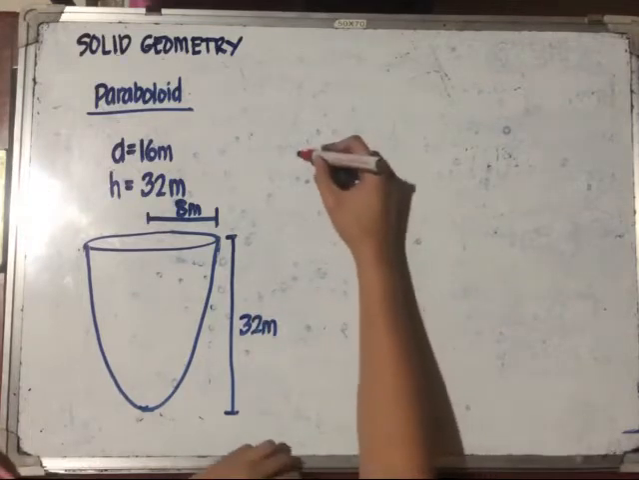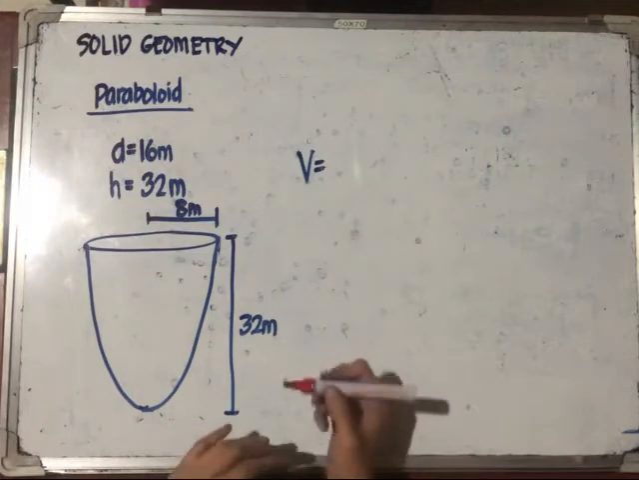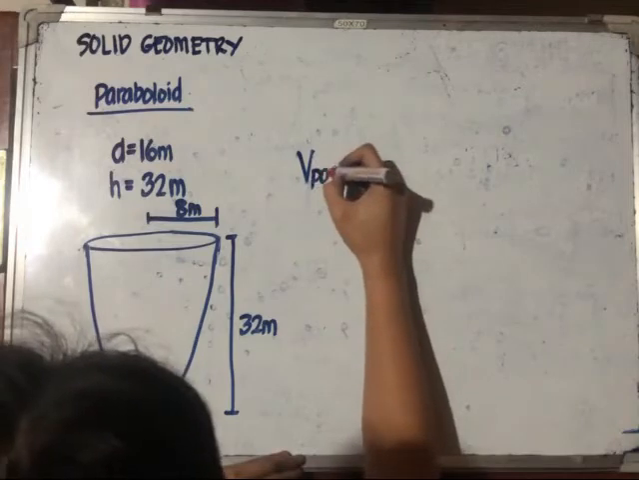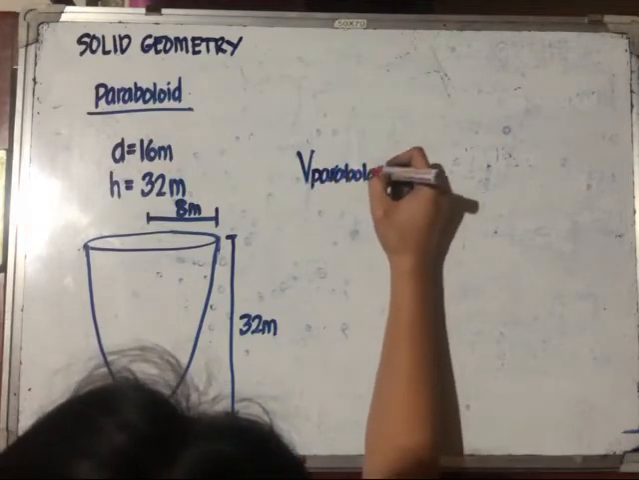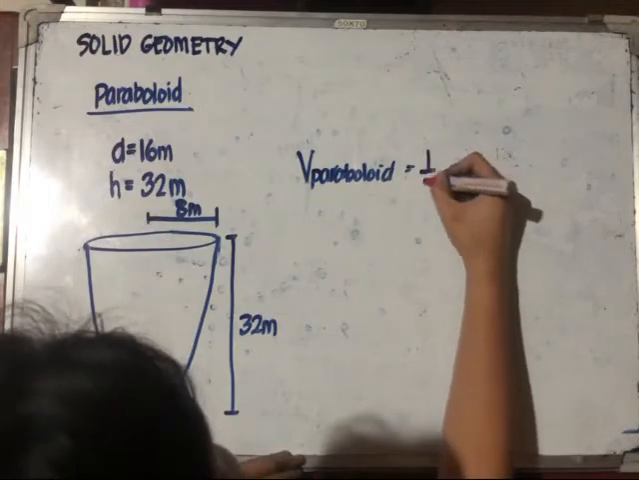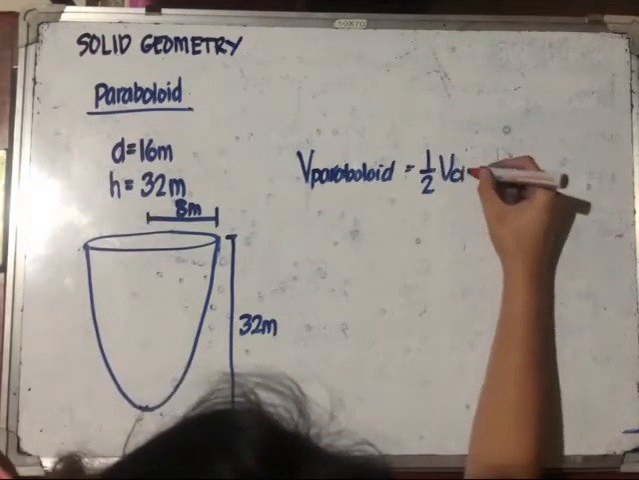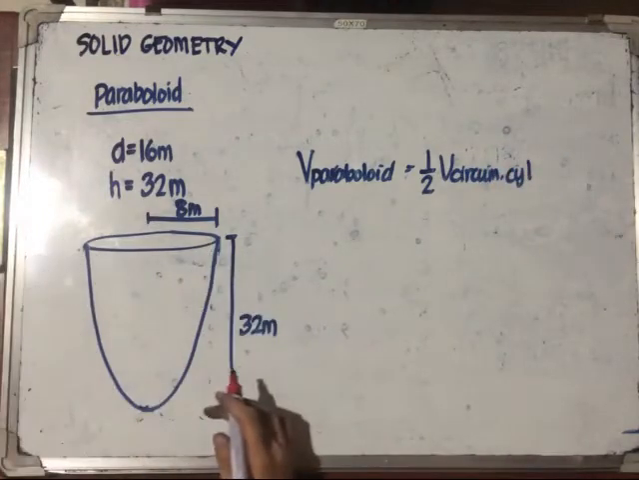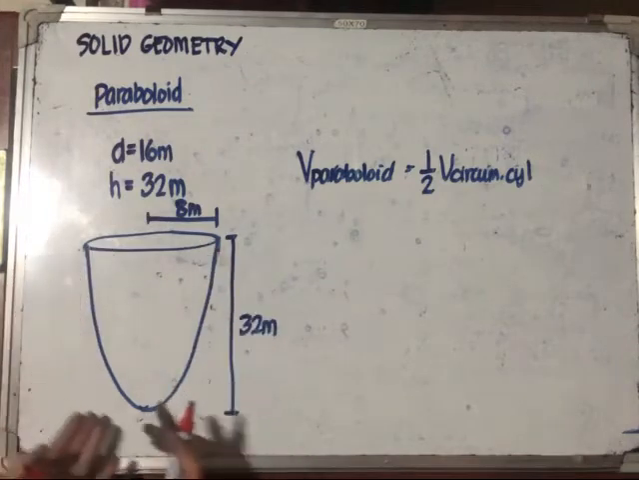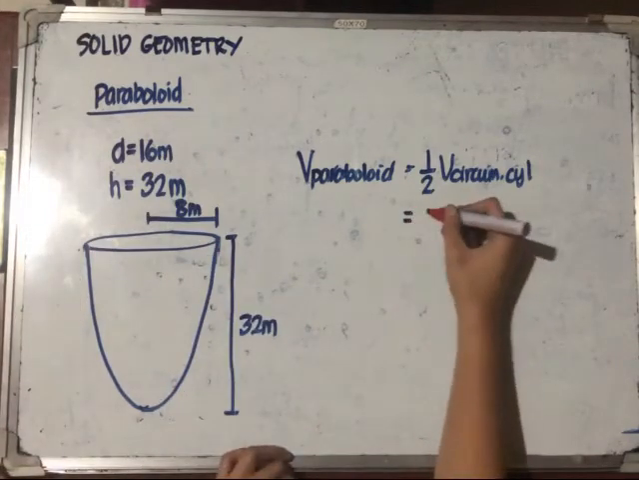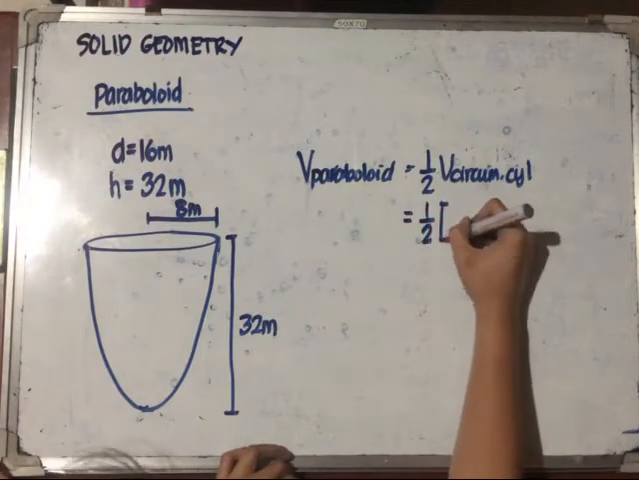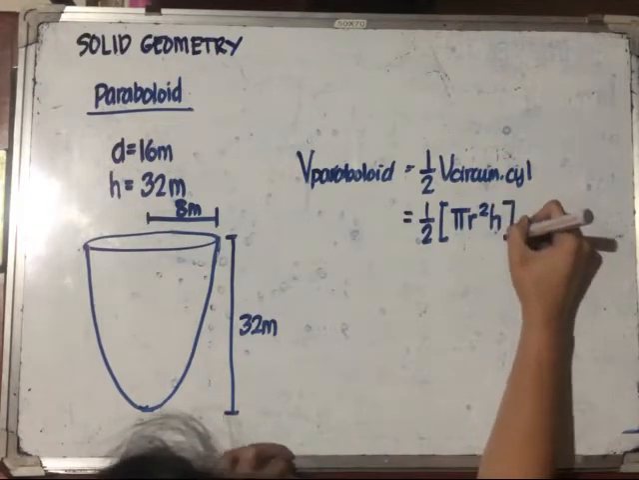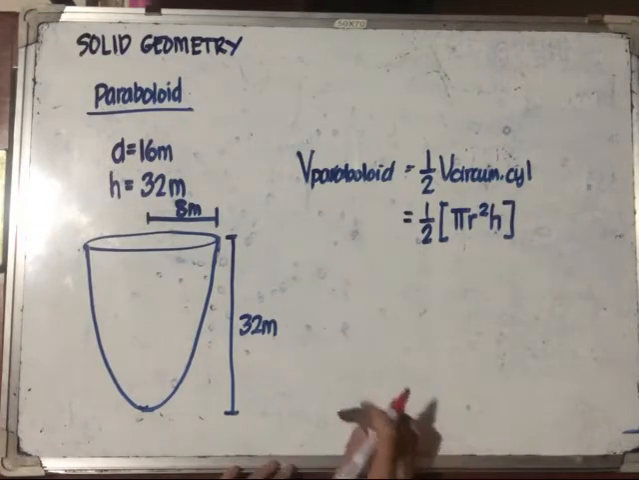Volume ng ating paraboloid is half of the volume of the circumscribing cylinder. Ulitin ko yung sinabi ko ha. Volume ng paraboloid is equal to 1/2 the volume of the circumscribing cylinder. Kaya kanina nag-draw ko ng cylinder. May imaginary cylinder siya na nakabalot sa kanya. And since ang cylinder, familiar kayo sa kanyang formula, di ba? Ano ba si cylinder? Area of the base, pi r squared, height. Ganun lang, di ba? So, 1/2 of that is the volume of your paraboloid.